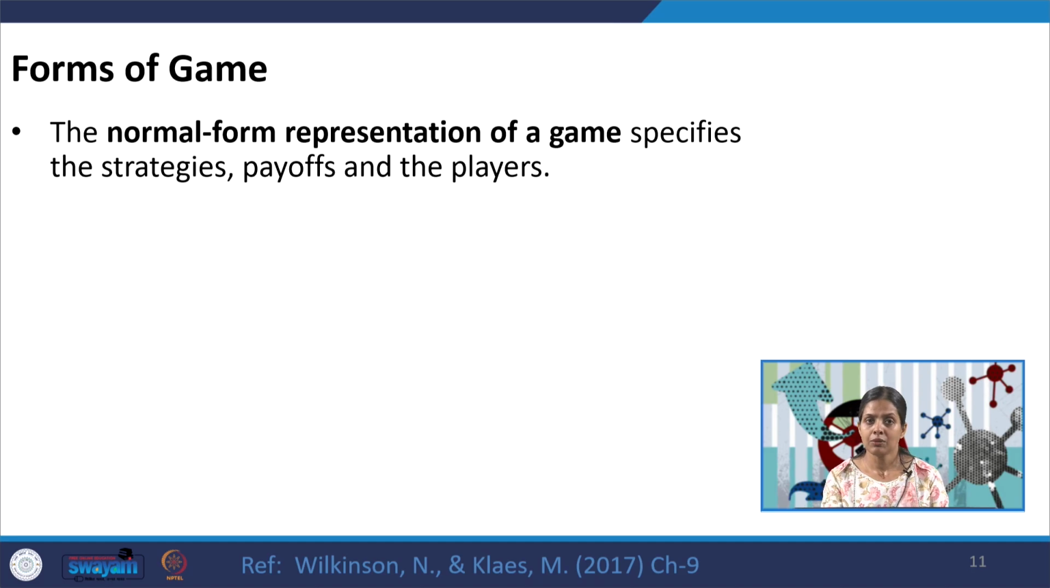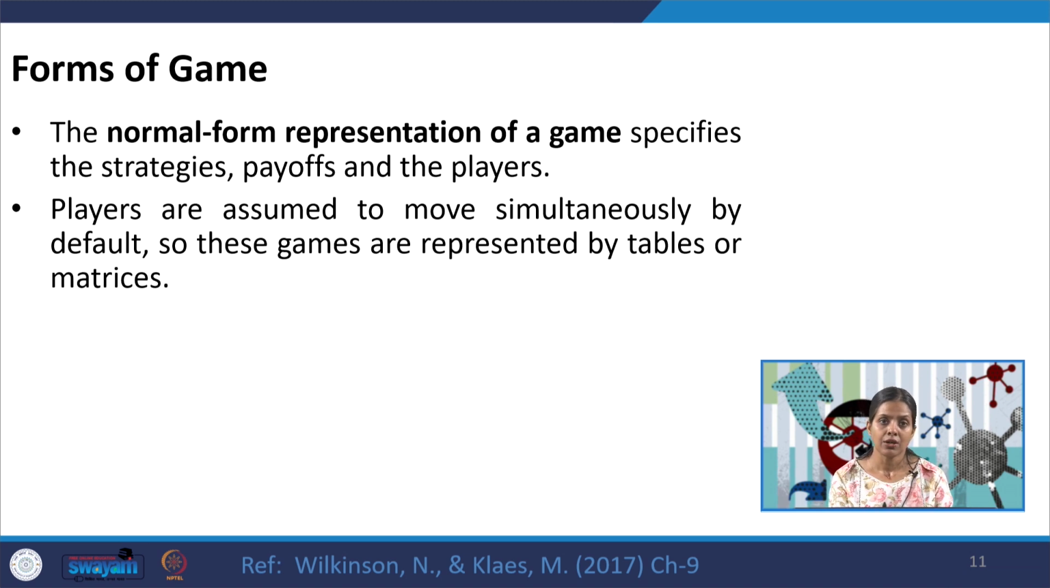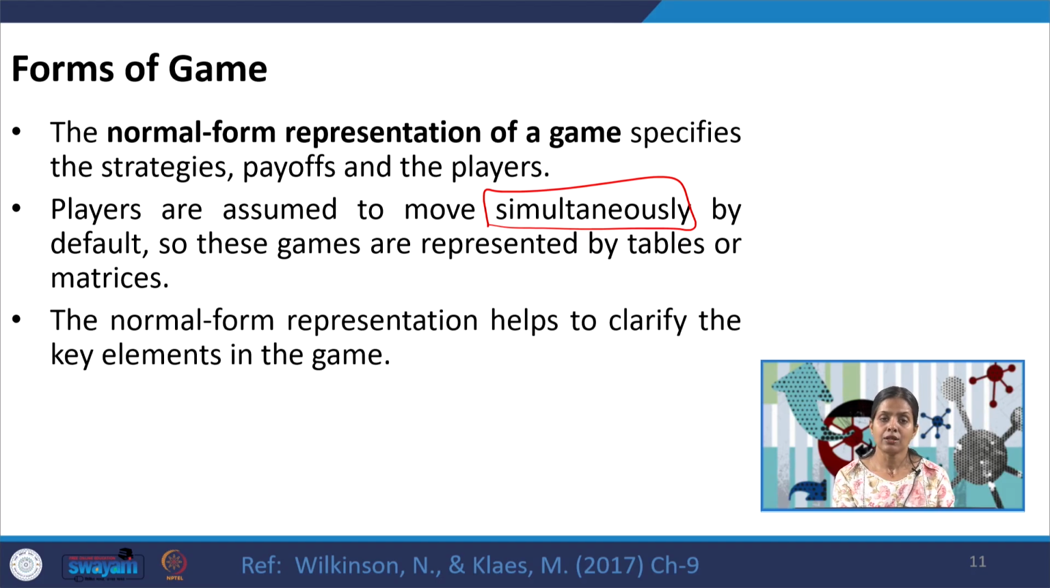Now, we just briefly talk about forms of game. Most commonly we come across the normal form representation of a game that specifies the strategies, payoffs and the players. Players are assumed to move simultaneously by default. So, the moves are simultaneous. So, these games are represented by tables or matrices. The normal form representation helps to clarify the key elements in the game.